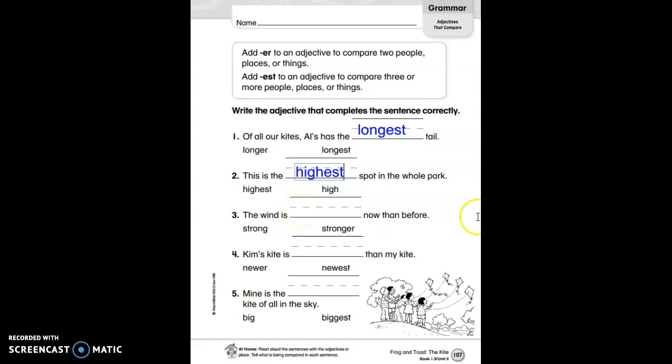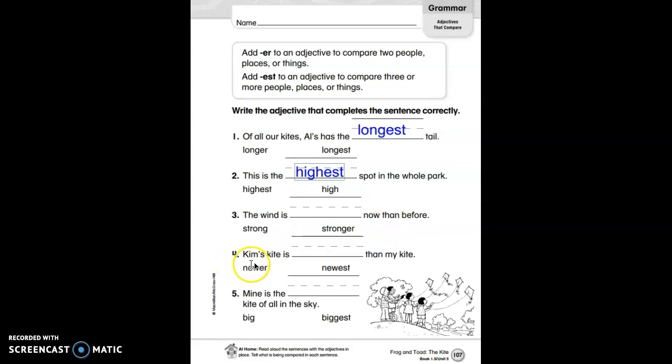Go ahead and complete 3, 4, and 5 by yourself. I'm going to go ahead and read them to you first. Number 3. The wind is blank now than before. Pause the video if you're still working on 3.